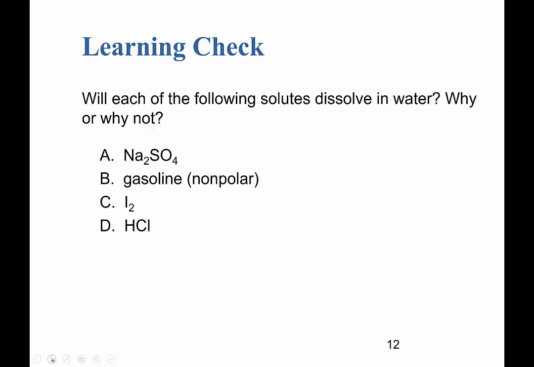So it wants to know which of the following will dissolve in water, and why or why not. So sodium sulfate, I can see sulfate, and sulfate is one of our polyatomic ions, which means, and this is a metal, so this is ionic. And if it's ionic, that means it will dissolve in water, because ionic things will dissolve in water just like polar things can. Now the next one, I have gasoline, which is nonpolar. Nonpolar will not dissolve in water because nonpolar and polar do not mix.